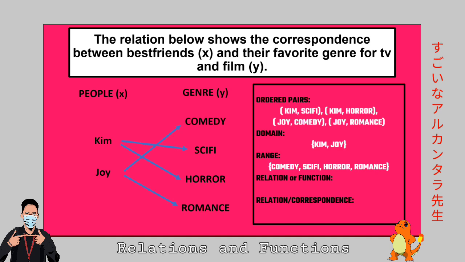Okay, so earlier it was stated that the first element should only correspond to exactly 1 second element. That was the term. So this one right here is an example of what? Only a relation. It's not a function. It's just a relation, because the correspondence is one person, many genres. I hope you guys are understanding it now. Later we'll dig in deeper into this.